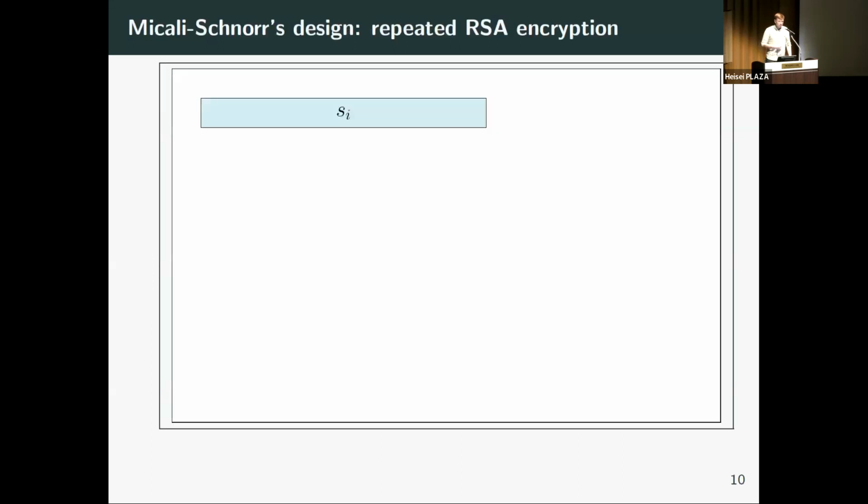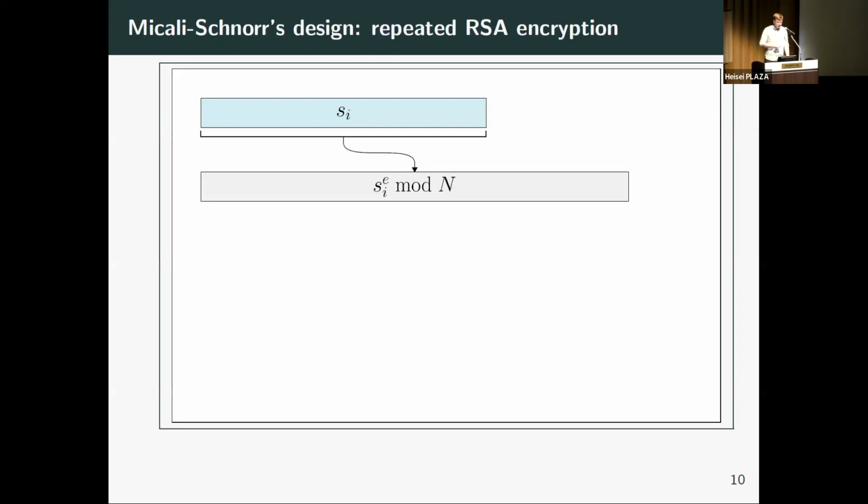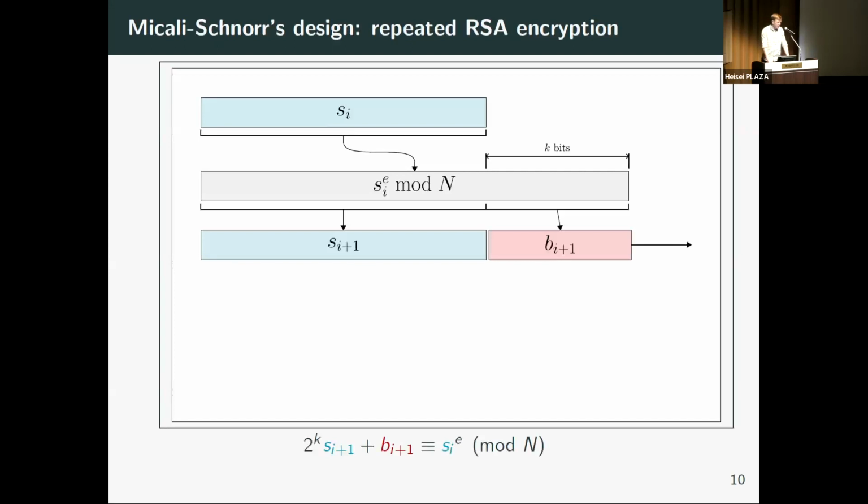Well, Micali-Schnorr is pretty simple and easy to describe. The internal state of Micali-Schnorr is a large integer s. We take s and raise it to the power of e modulo n. So we essentially perform a textbook RSA encryption with e and n, where those are the default values from the standard. We can then take the k least significant bits and output those as the RNG output, and we take the remaining most significant bits, and that becomes the new state.